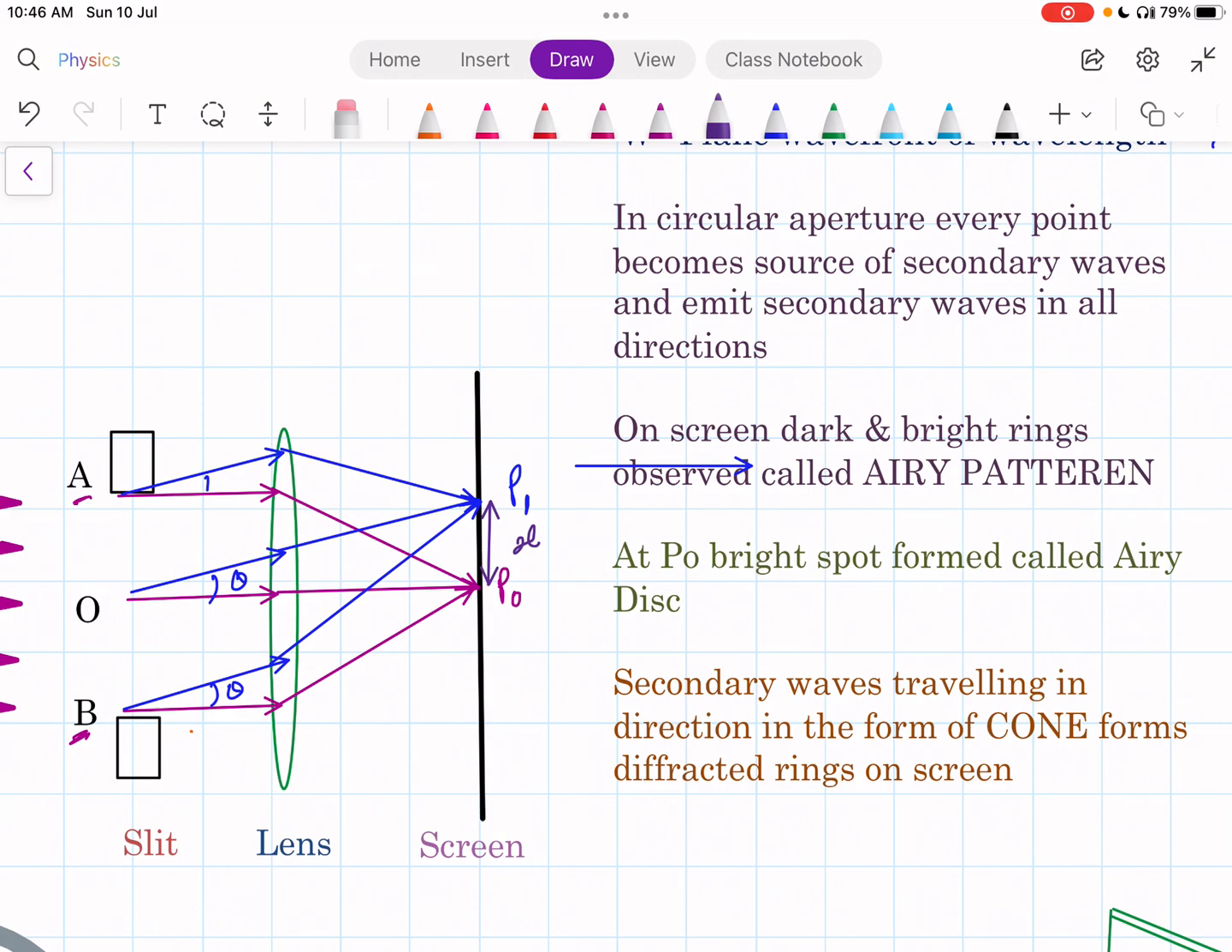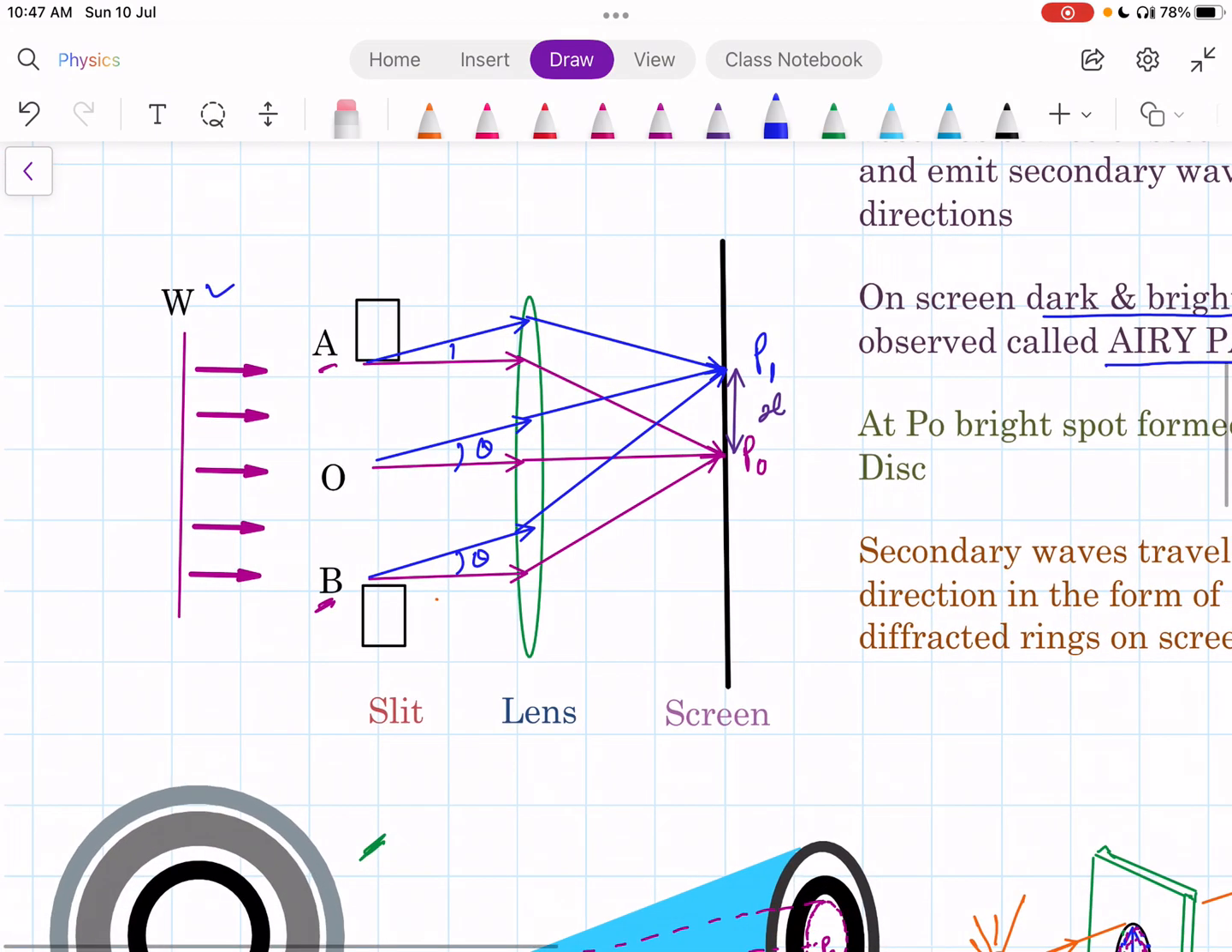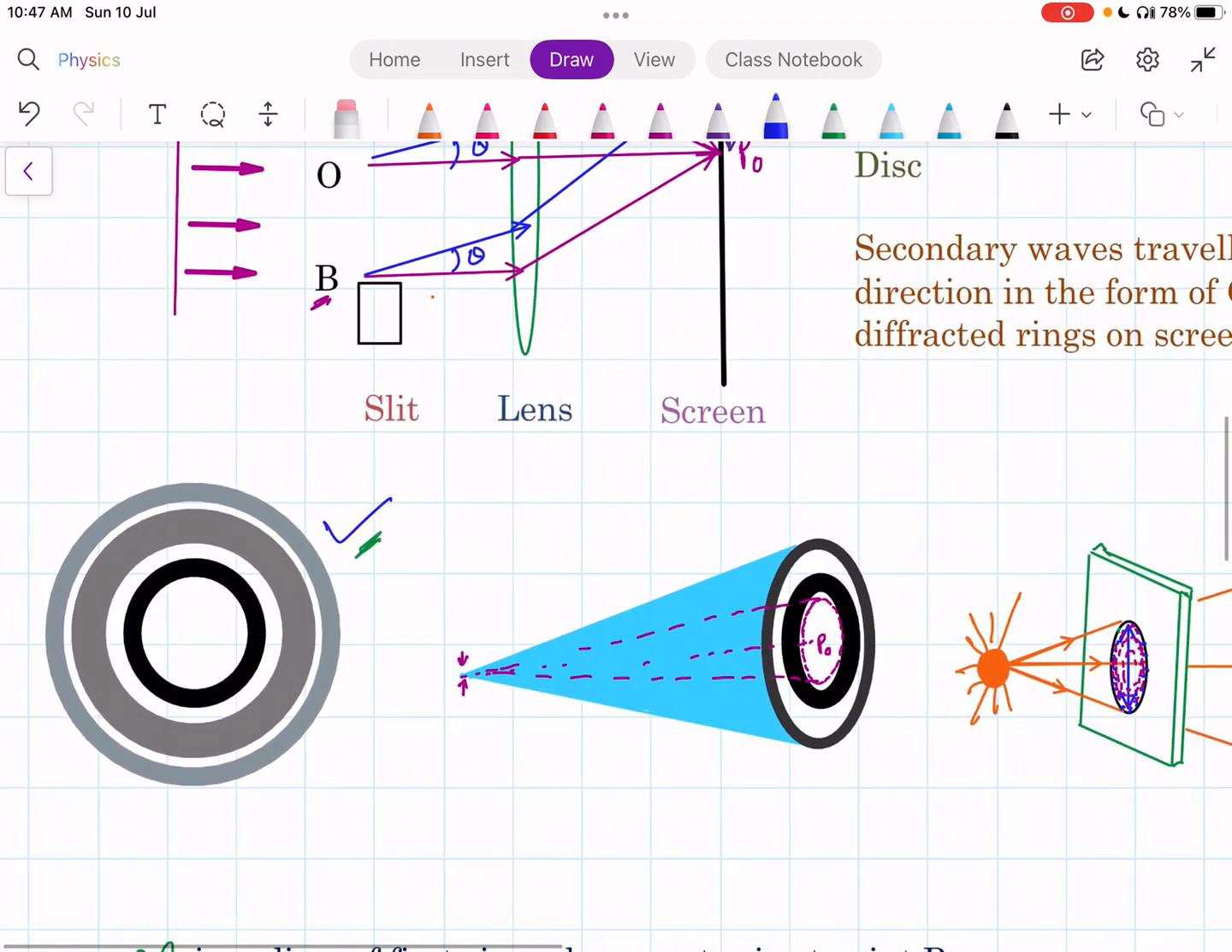So on the screen, instead of seeing dark and bright fringes, you will see dark and bright rings. This pattern of dark and bright rings is called the Airy pattern. Airy is the name of the scientist who gave a good explanation for this diffraction. So that pattern is called the Airy pattern. As you see in this diagram, you will see alternate dark and bright rings whose intensity fades away as we go away from the center.